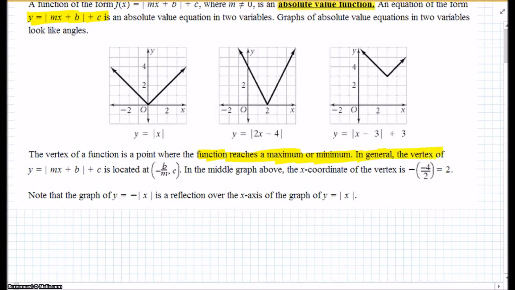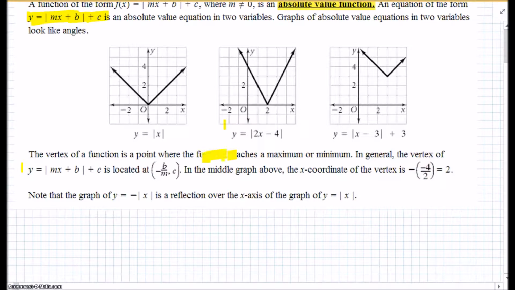Okay, in general, what that means is the vertex of y equals the absolute value of mx plus b plus c is located at b over negative m, comma c. Remember that. In the middle graph above, the x-coordinate of the vertex is negative 4 over 2, with a negative sign, so it's just 2. Note that the graph of the first one, y equals the absolute value of negative x, is a reflection over the x-axis of the graph y equals the absolute value of x.